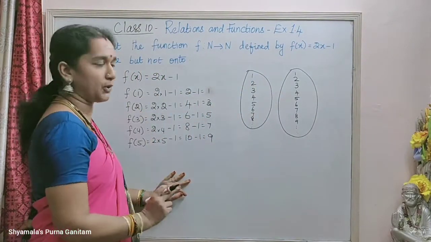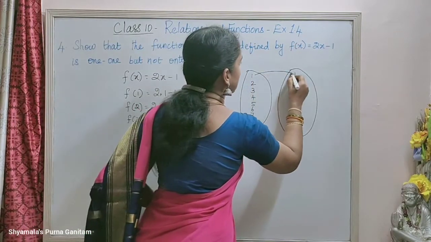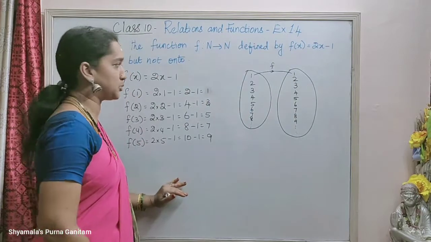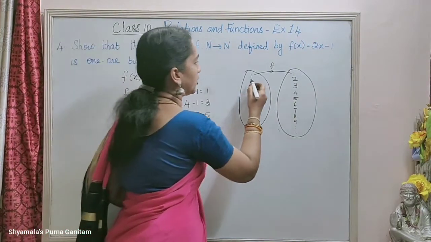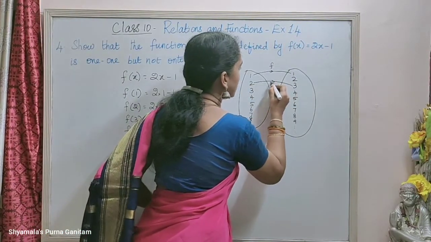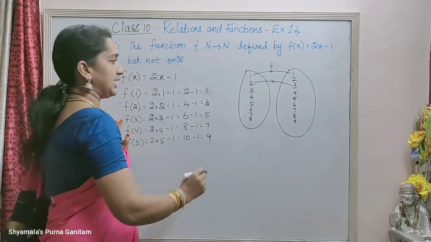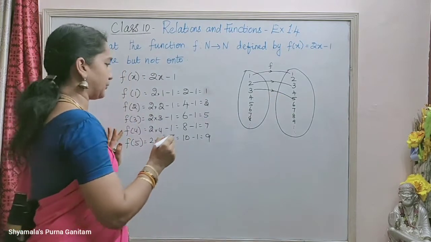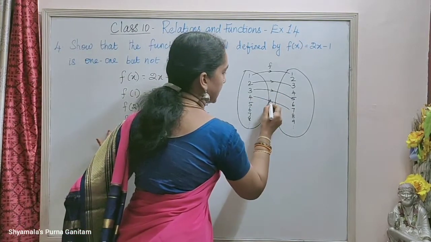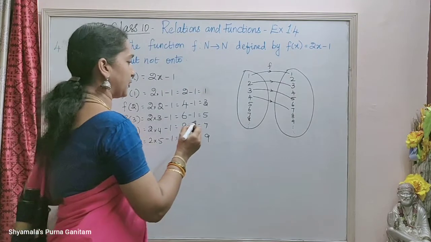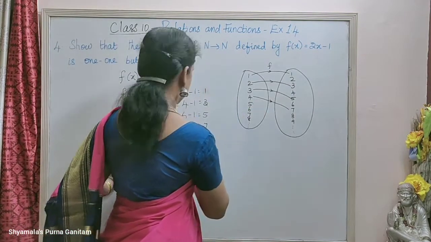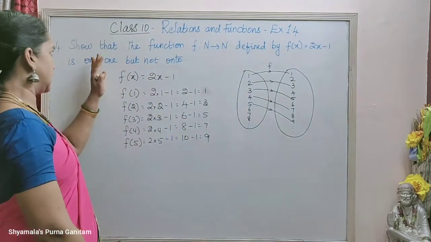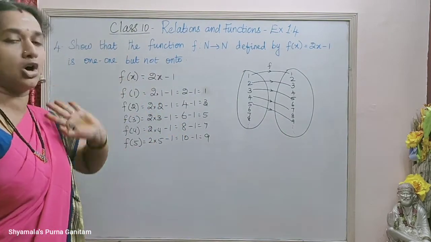But when it is connected by some function, if we take f of 1, that value is 1. The function is given as 2x minus 1. Then f of 2 is equal to 3. Then f of 3 is equal to 5. Then f of 4 is equal to 7. Then f of 5 is equal to 9. So we are asked to show that it is one to one but not onto.